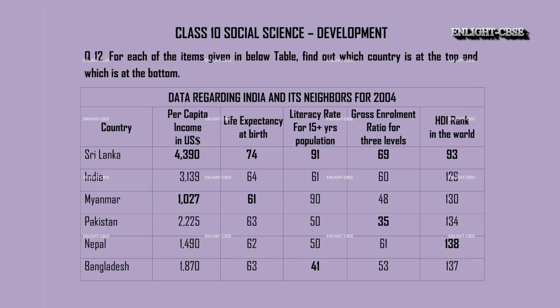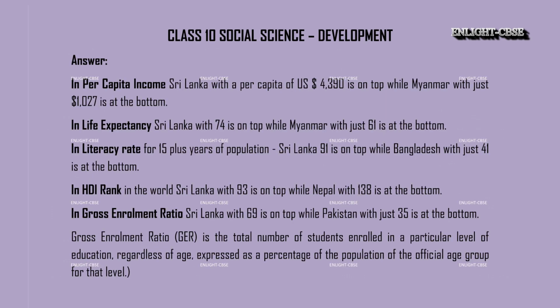Question 12. For each of the items given in the table, find out which country is at the top and which is at the bottom. In per capita income, Sri Lanka with a per capita of $4,390 is on top while Myanmar with just $1,027 is at the bottom. In life expectancy, Sri Lanka with 74 is on top while Myanmar with just 61 is at the bottom.